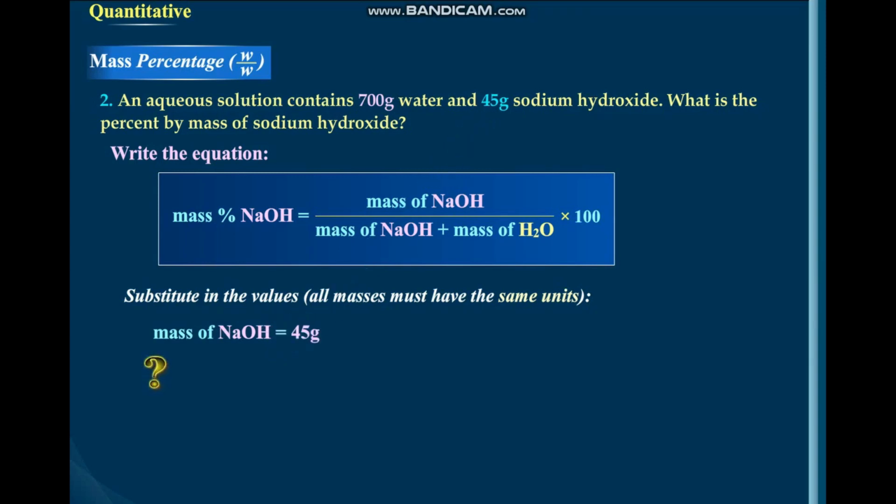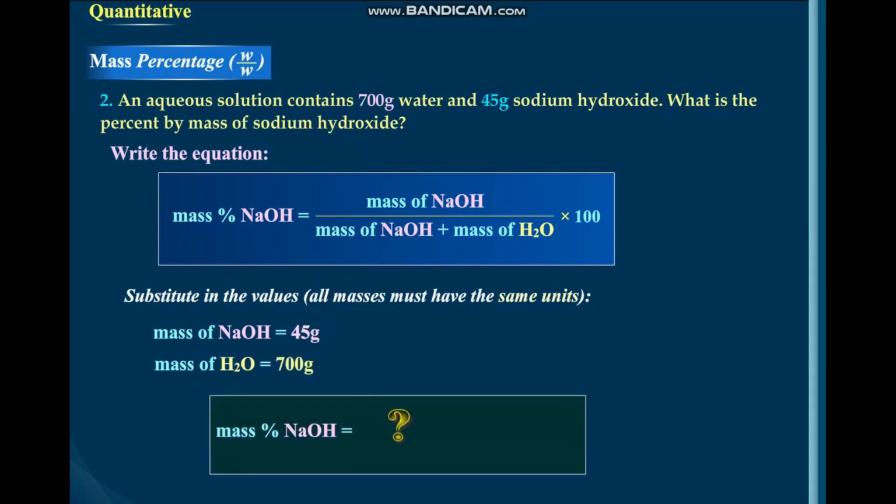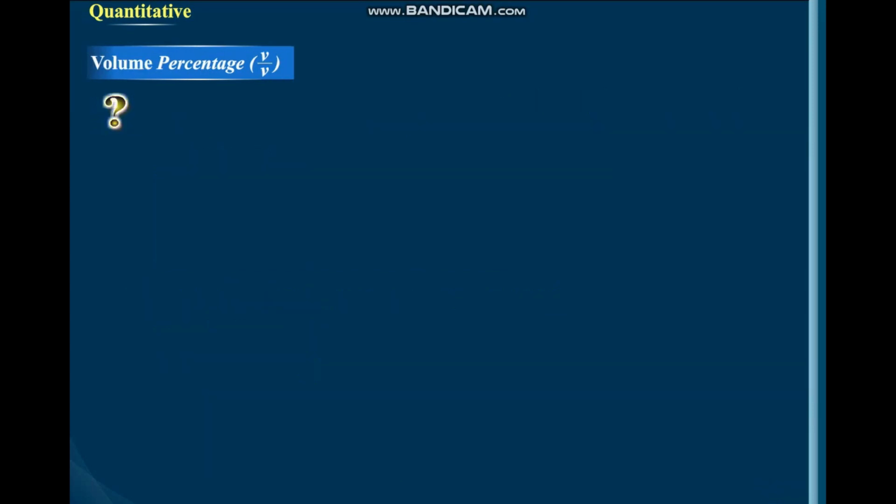So mass of NaOH is 45 grams. Mass of water is given there. What is it, children? Mass of water is 700 grams. So mass percent of NaOH is 45 divided by 45 plus 700. Very easy. And the answer is 6.04%.